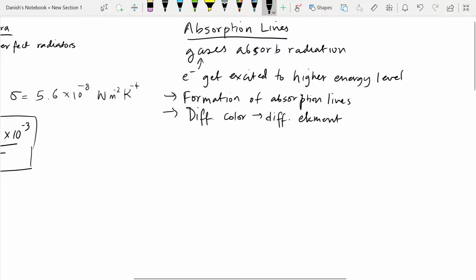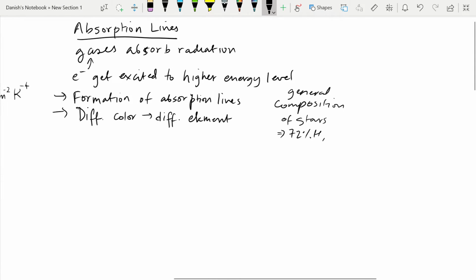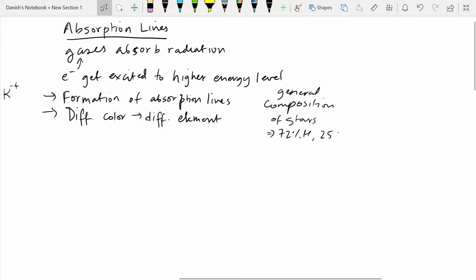So the composition, I'll write it out. General composition of stars is similar: 72% hydrogen, 25% helium, and 3% of other elements. Okay, this is just a side note.